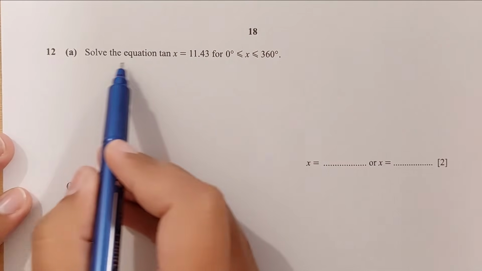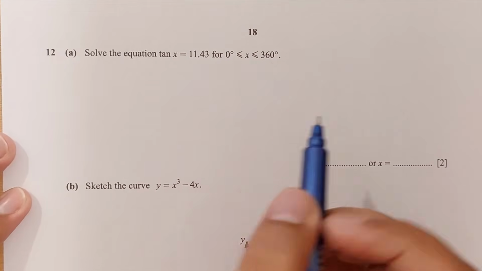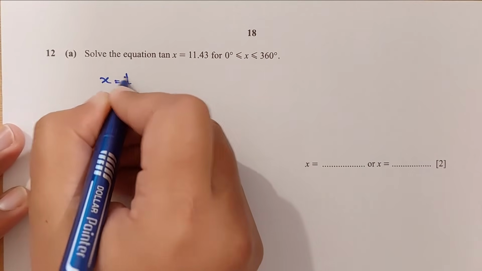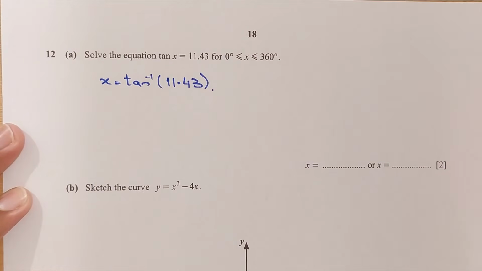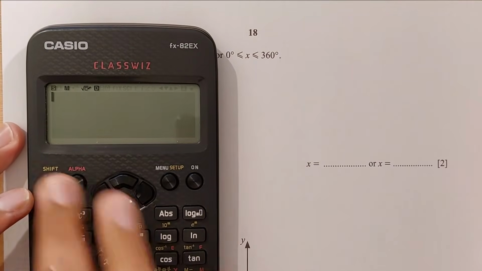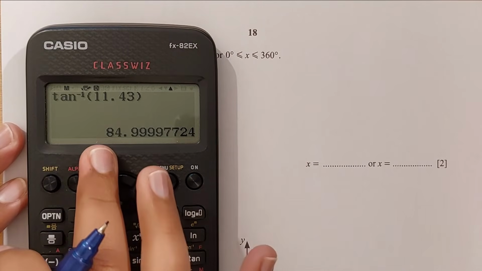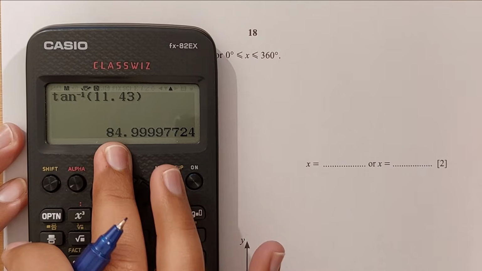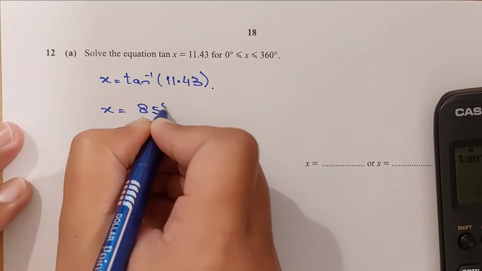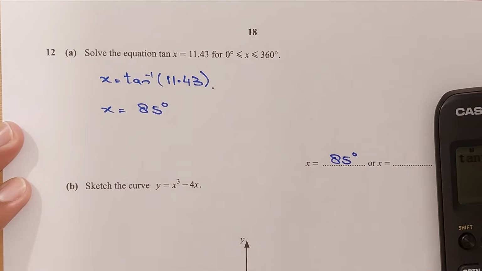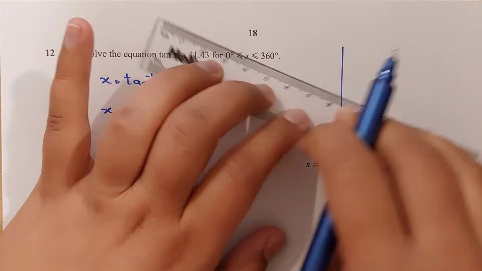Question number 12, part A. Solve the equation tangent x is 11.43 for x between 0 and 360 degrees. So what is x? x is equal to tangent inverse of 11.43. That is 84.99, or we can round it to 85. So x is 85 degrees. And in this equation, tangent is positive. So let's see in which quadrants tangent is positive.